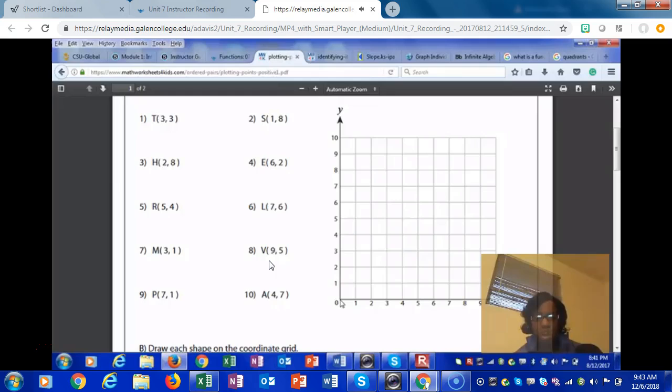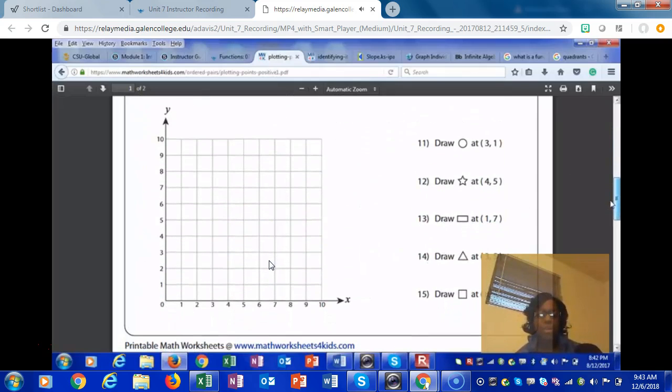3, 1. That's number 7. Start at 0. Go over to 3. Go up to 1. Number 8, 9, 5. Starting at the origin. Go over to 9. Go up to 5. Okay. Number 9, 7, 1. Starting at 0. Go all the way over to 7. Go up to 1. Number 10, 4, 7. Starting at 0. Go over to 4. Go up to 7. Okay. That's your review on how to plot points.